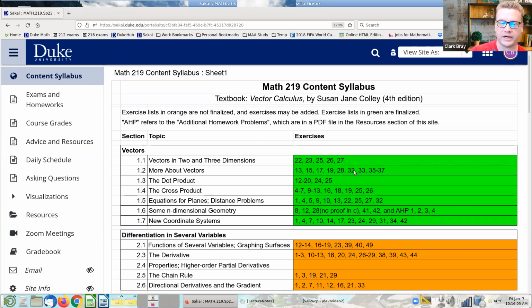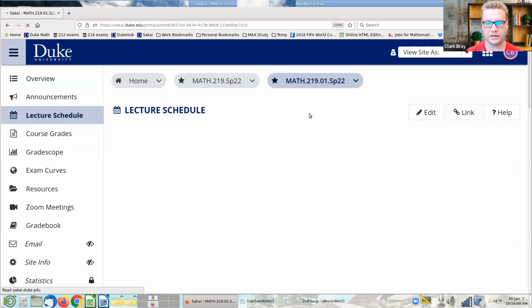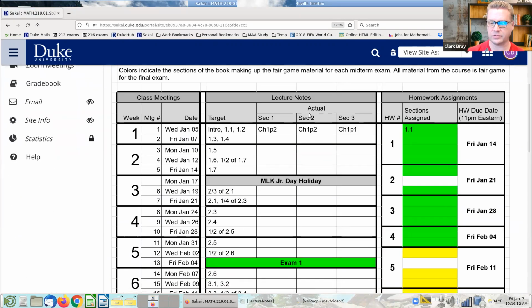Okay, all righty. So let's see, back to our class schedule. Here we are. There it is. 1.1 is now officially done. We're going to try to get 1.3 and 1.4 done today. I don't think that's going to happen, but we're definitely going to finish 1.3 and hopefully a lot of 1.4.